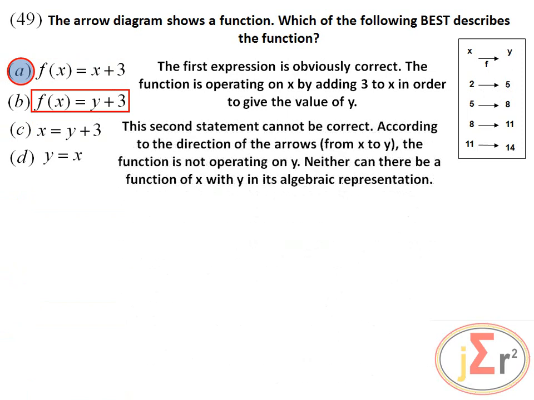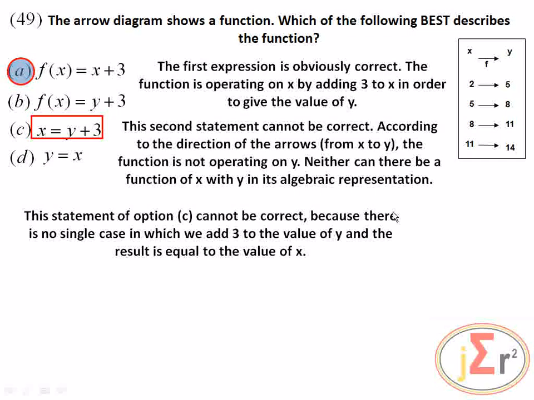What about that one? This second statement cannot be correct. According to the direction of the arrows going from x to y, the function is not operating on y. Neither can there be a function of x with y in its algebraic representation. So we have y + 3, yet still we are talking about f(x). This cannot be correct. In addition to that, if we add 3 to y all the time, we will not get the value of x. Probably we'll take a look at that in the next option.